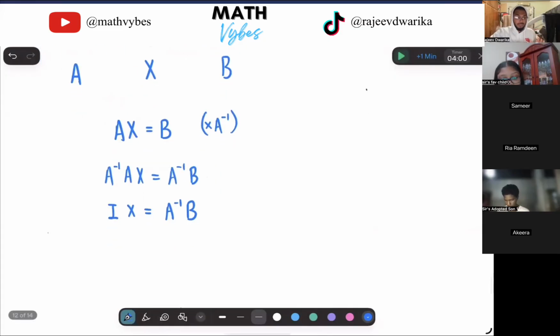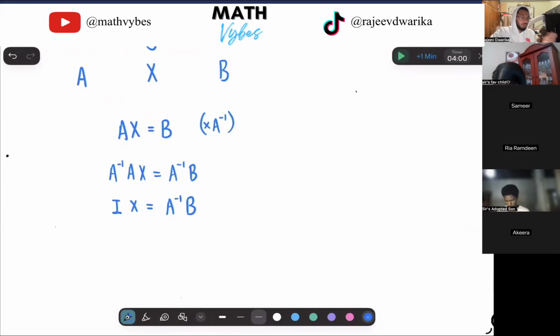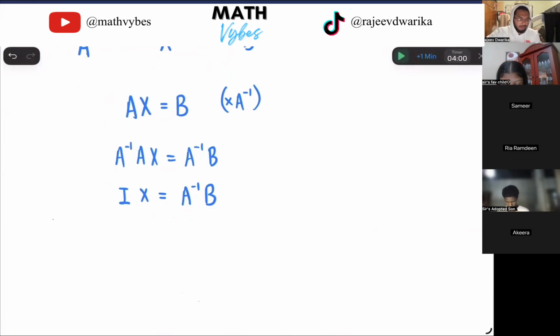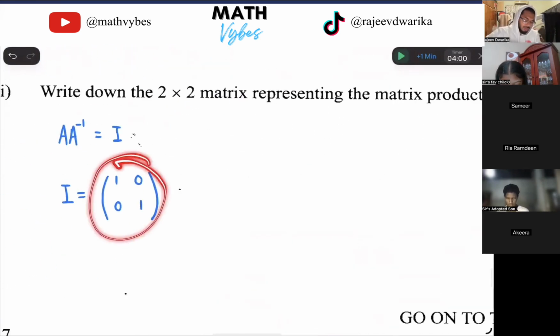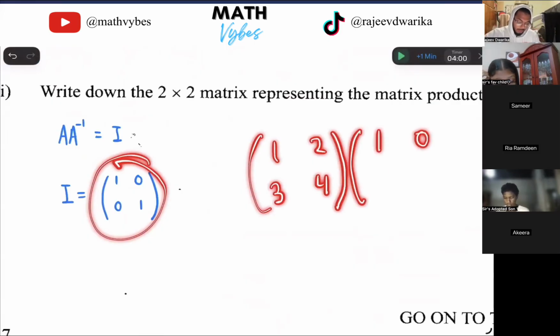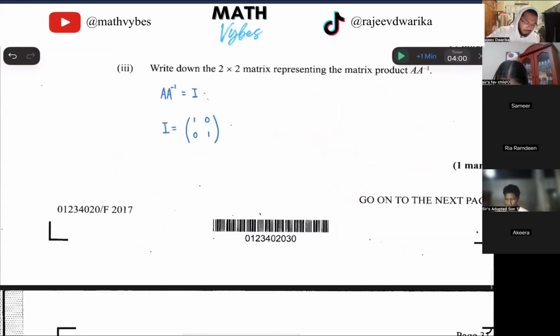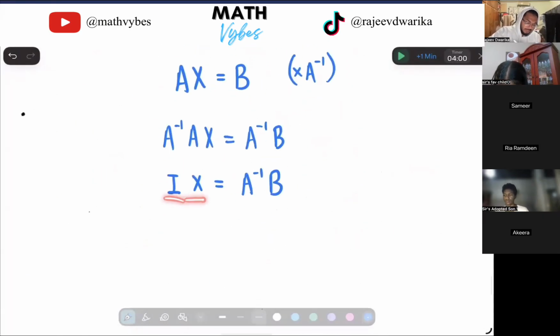Right. And Ria, if I multiply anything by the identity matrix, what do I get? Do you recall? The identity matrix looks like 1. Let me give you an example. You see how we had this matrix 1, 0, 0, 1? If I multiply 1, 2, 3, 4 by 1, 0, 0, 1, what would I get? I would just get back 1, 2, 3, 4. Anything you multiply by the identity matrix, you get back the exact same thing. So if I have I by x, that's just going to give me back x.